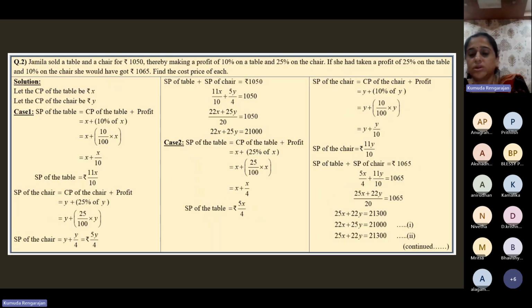So this method you can adopt. Adding the two equations and subtracting the two equations, you can do only when the coefficients of x and y are exchanged. 22, 22, 25, 25. The constants can be anything. The constants can be any two numbers. It's only about the coefficients of x and y.